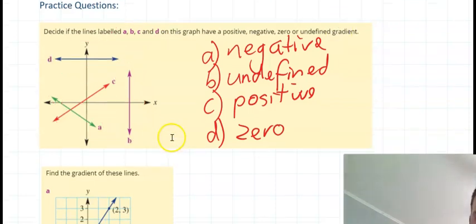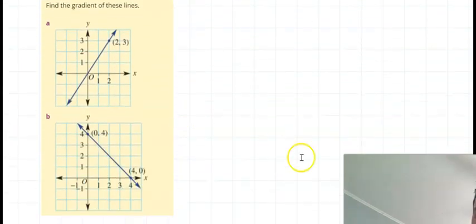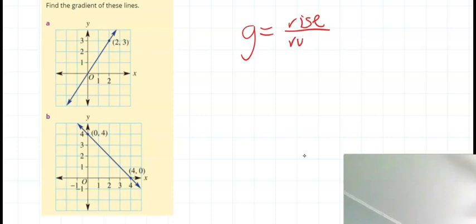Now let's do a quick mathematical example of how we calculate the gradient. What we'll do here is find the gradients of these lines. We're going to firstly write the rule. Remember, gradient equals rise divided by run. And I'll just put in the data here. Starting from my point, my rise goes up 3. A good tip is to usually just draw a triangle so you can see how it fits in there. So my rise goes up 3, my run goes across 2, and if I calculate that, that equals 1.5. So my gradient in that case is 1.5.